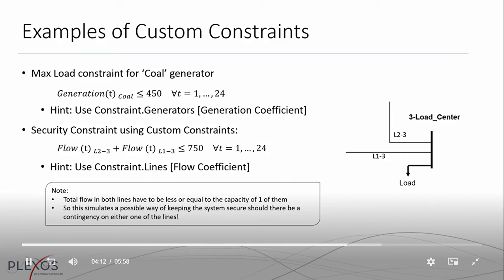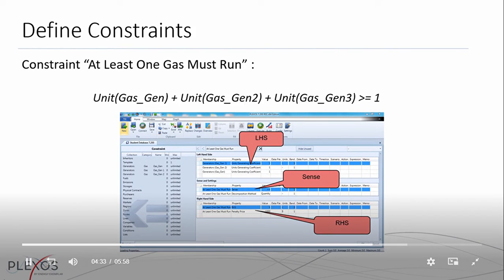Considering the 3-bus network used in the exercises thus far, the equation here states that the sum of the flow on the line from node 2 to node 3 and the flow on the line from node 1 to node 3 must be less than 750 megawatts in every simulation interval. In the PLEXOS interface, a constraint to enforce the condition that at least one gas generator must run at any given time would appear as shown.